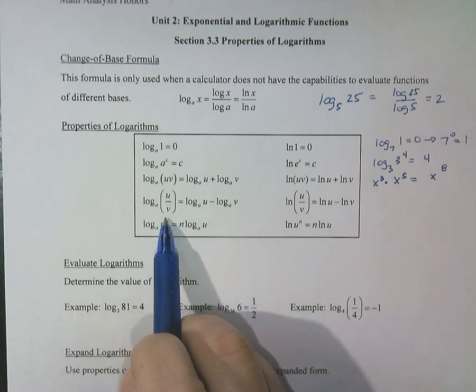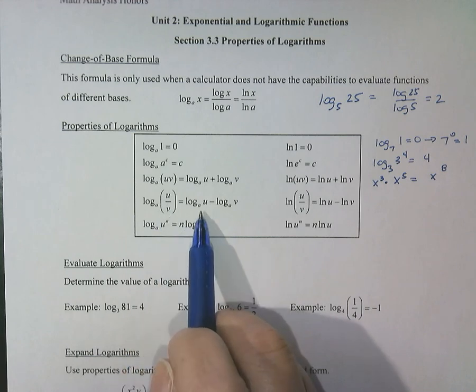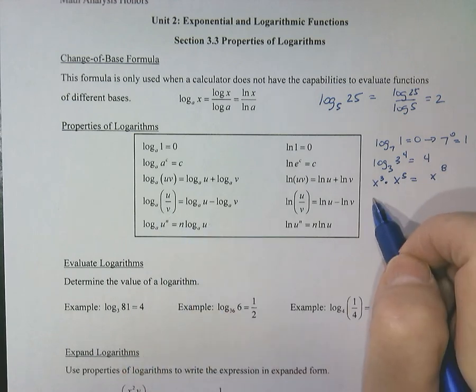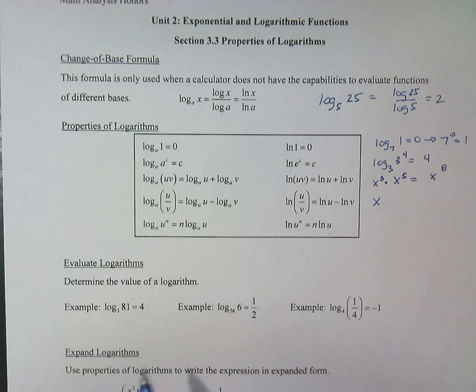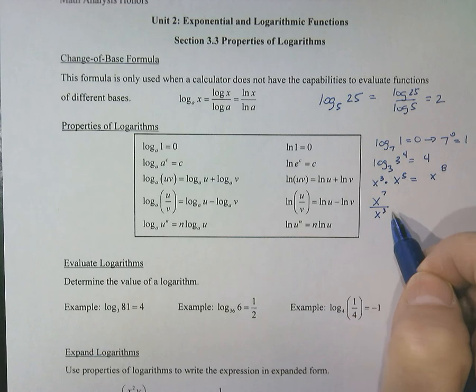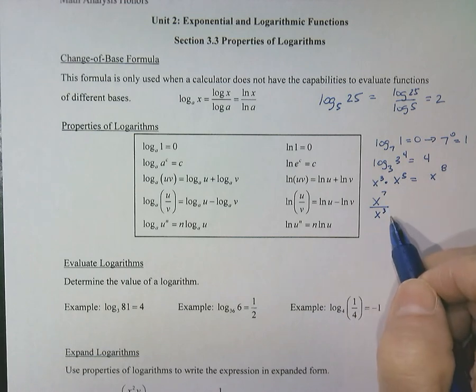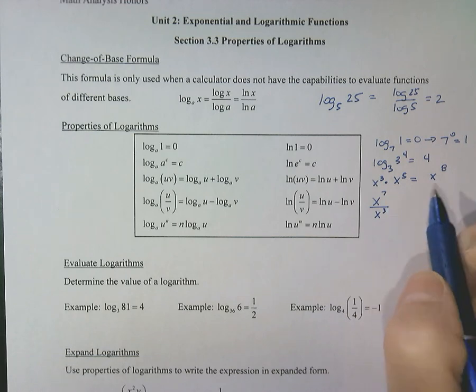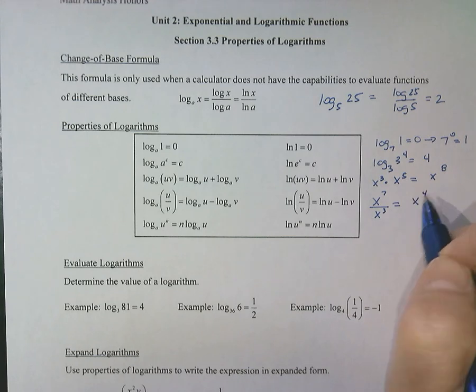If I divide in a logarithm, it's the same thing as subtracting. So same example in exponents. If I have x to the 7th divided by x to the 3rd, I have 7 in the numerator, 3 in the denominator, so the difference is 4. So 7 minus 3 is 4.